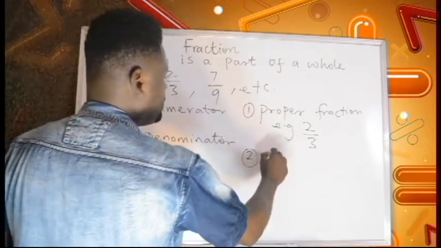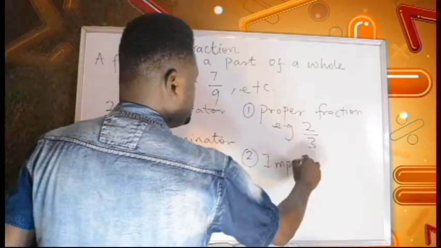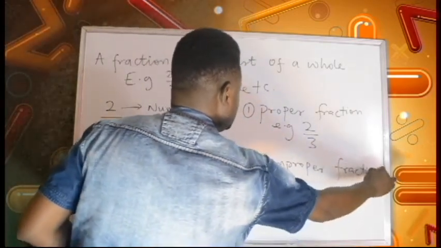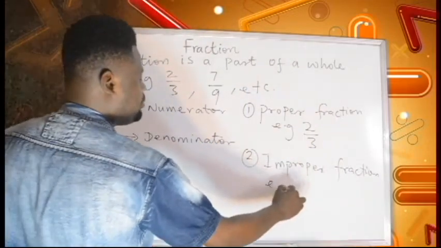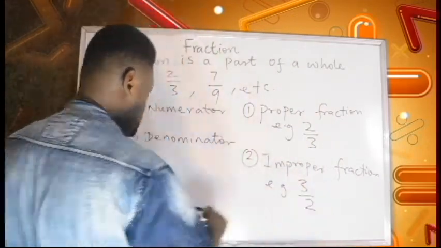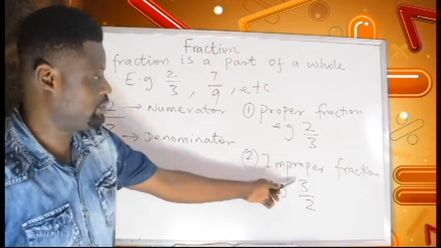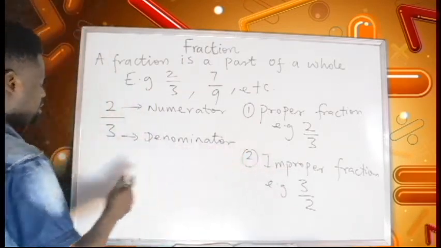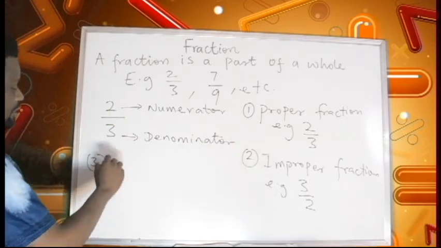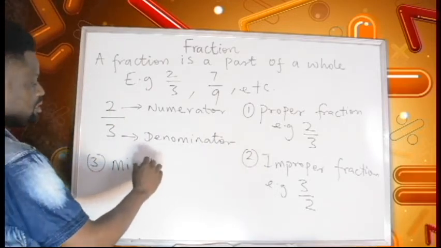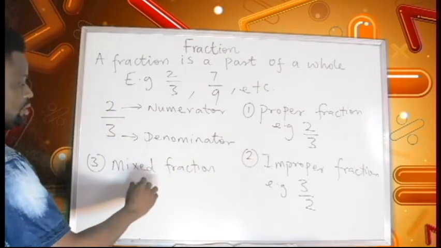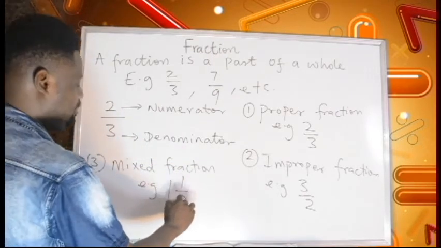Number 2, we have the improper fraction. That's the reverse of this. Example, 3 divided by 2. Now the numerator is bigger, the denominator is smaller. The improper fraction always leads us to the third fraction, which is the mixed fraction. Example is 1 and 1 divided by 2.